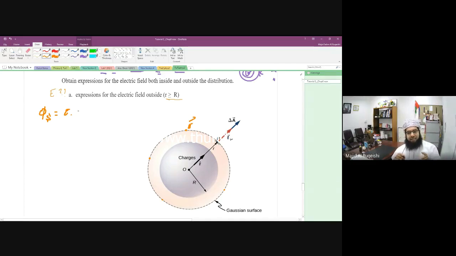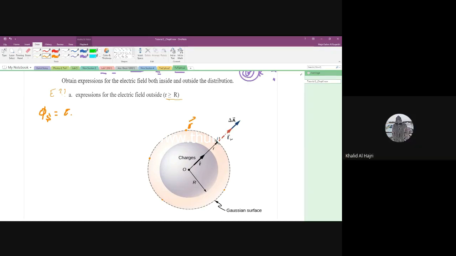Now the question: what is the surface area of that sphere? We need the surface area of the sphere, and it is important to know it because you are going to use it. The surface area of the sphere, as you know, is 4 pi r squared. I think that is clear.